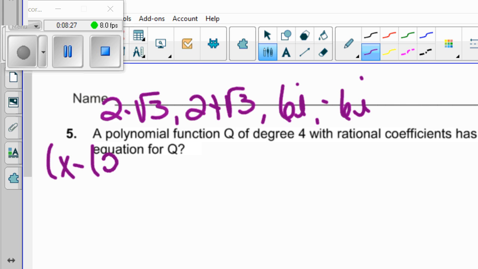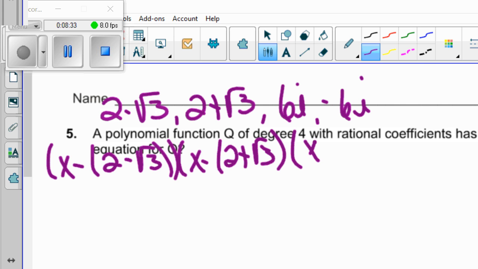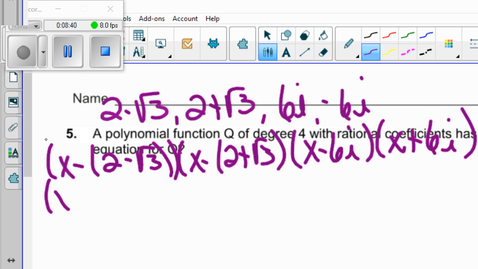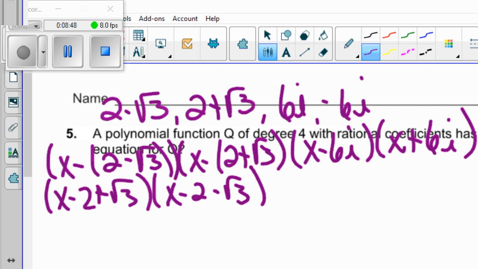x minus, in parentheses, 2 minus the square root of 3. x minus, parentheses, 2 plus the square root of 3. x minus 6i. x plus 6i. Distribute my negative, so I get x minus 2 plus the square root of 3, x minus 2 minus the square root of 3. x minus 6i and x plus 6i, that came from a sum of squares, right, because it has the i. So I know that this came from x squared plus 36.